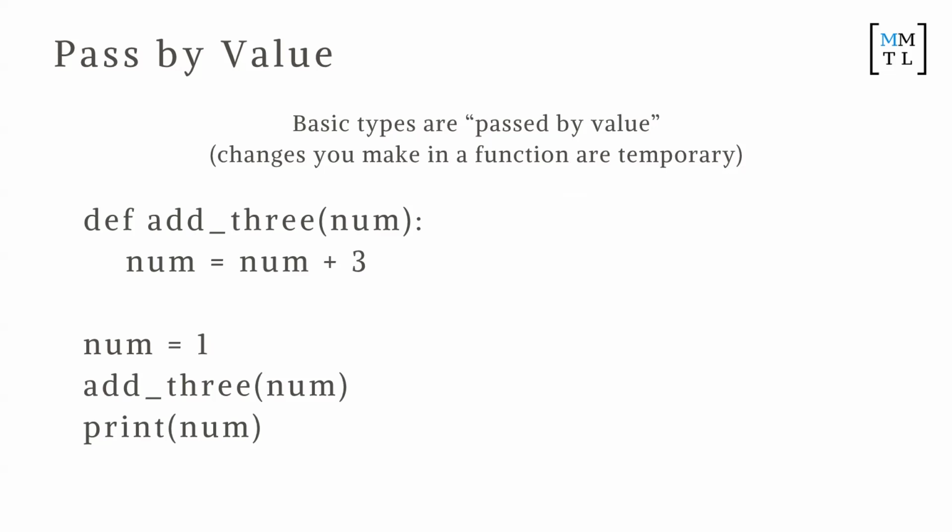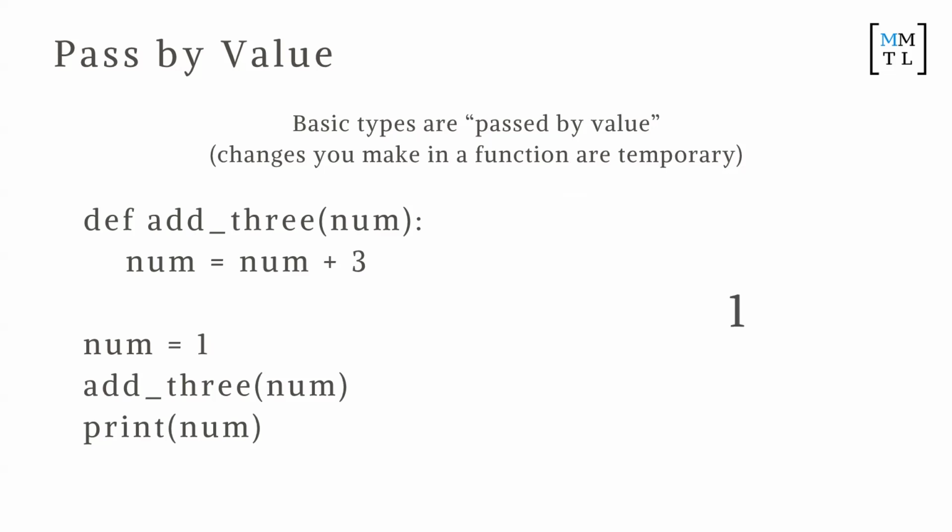4, perfect. Okay, cool. And then if we try and print num outside of the function, what will print? 1, exactly. So what Python's doing is it's simply passing the value. It's passing the 1, right? And then the function uses the 1, and then it throws it away. Okay, and then it prints out the 1.